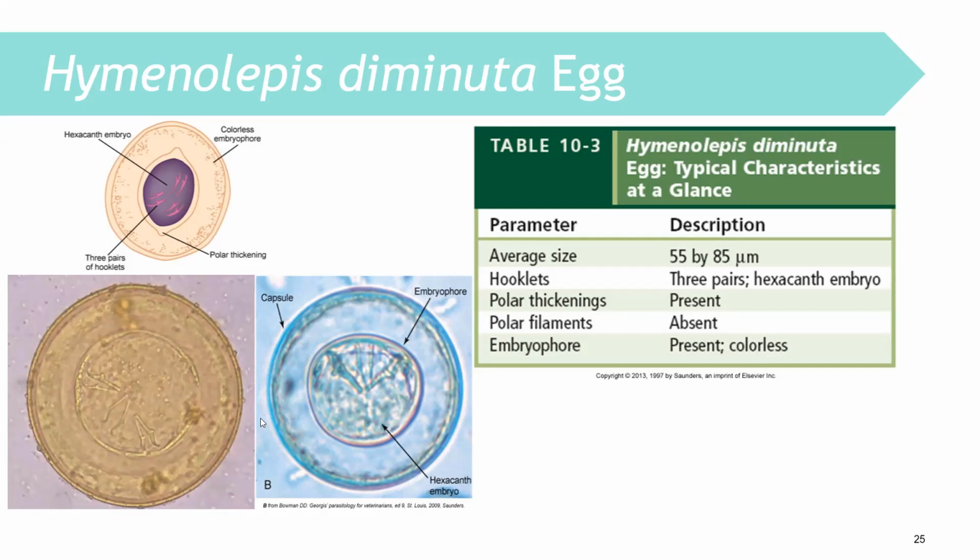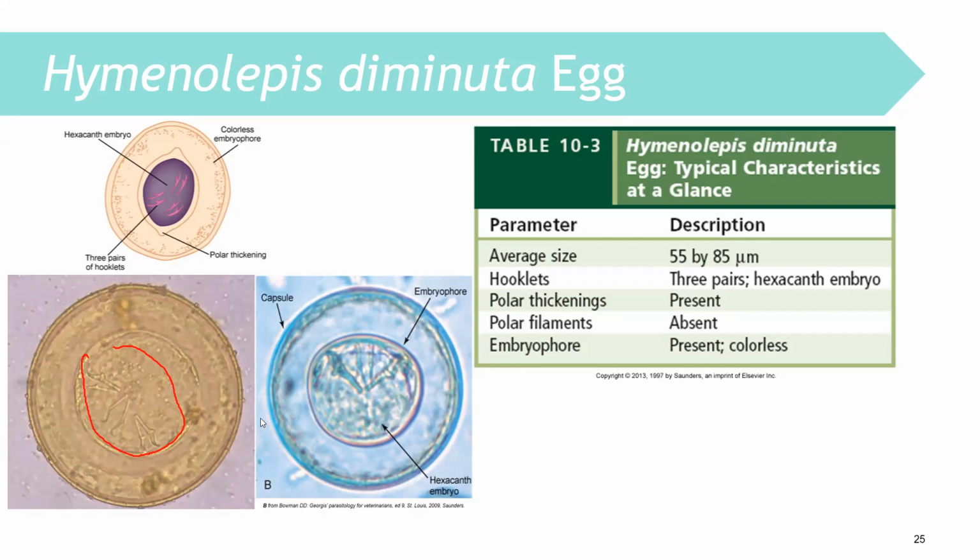55 to 85 micrometers in size, with the presence of 3 hooklets and hexacanth embryo. There is a distinct polar thickening. Okay? The distinct polar thickenings, colorless embryophore, and no polar filaments.